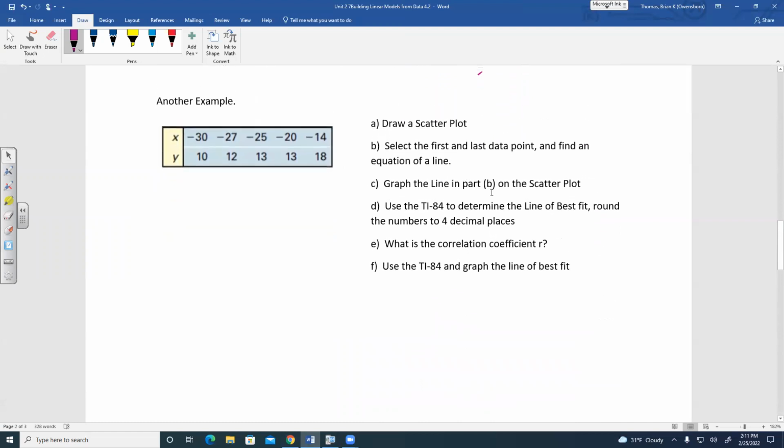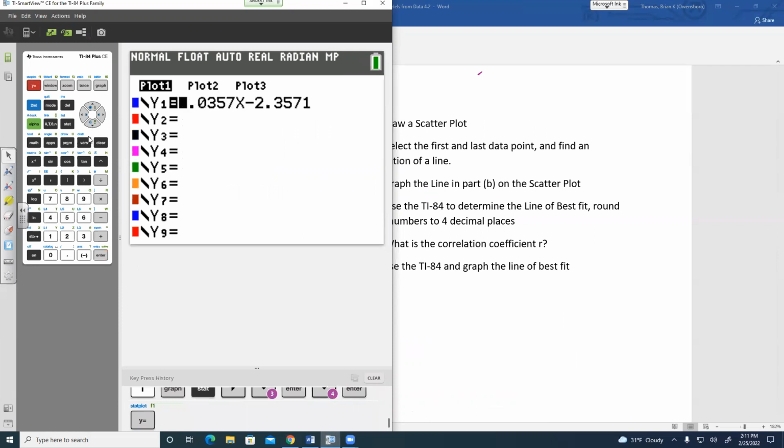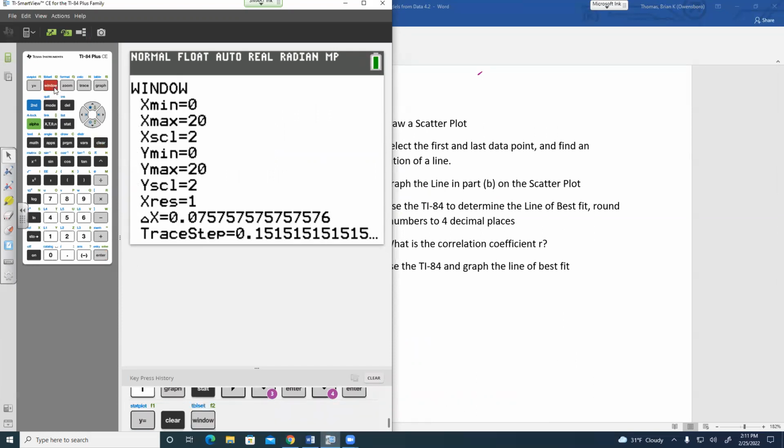So again, we want to make a scatter plot. So if I go to my calculator, if I go to y equals, let's clear that all off. My window settings, let's leave those like that for the time being.